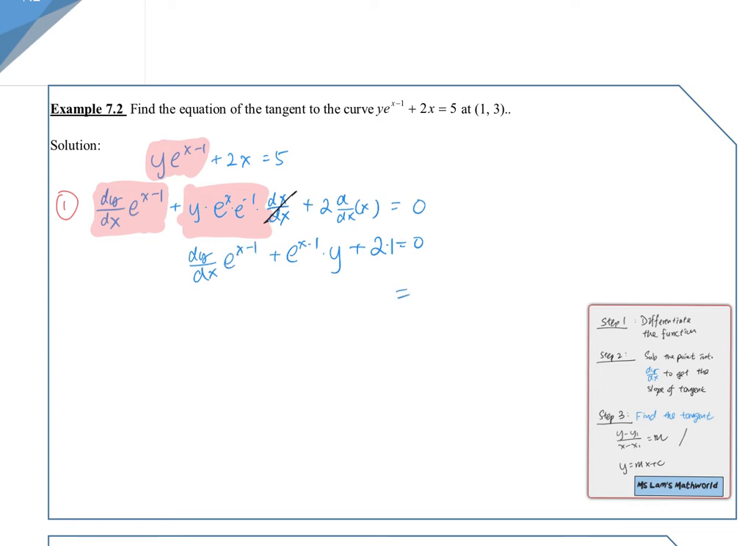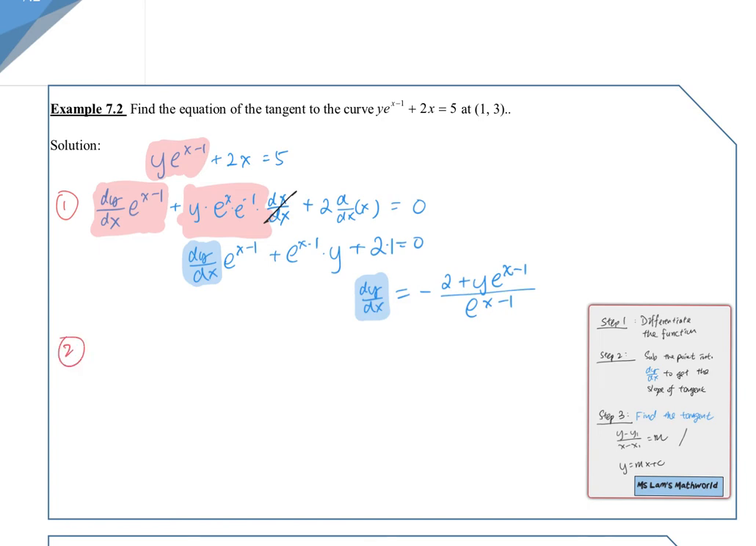Okay, then our task is to find dy/dx, right? So this is the subject. And move everything to the right. dy/dx equals negative 2 plus y times e to the power x minus 1, divided by e to the power x minus 1. So it doesn't matter the way of simplifying the expression because our task is to do the substitution.